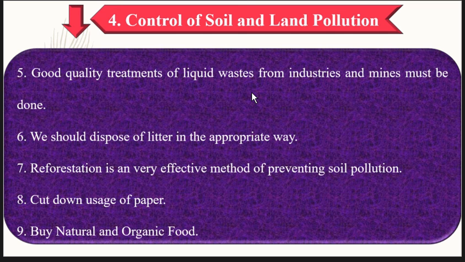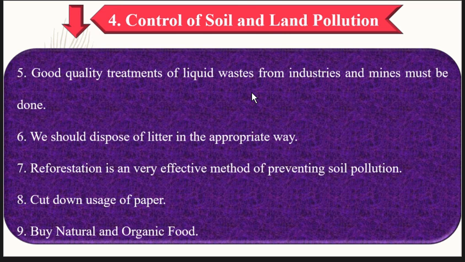Next is reforestation, a very effective method of preventing soil pollution. Friends, deforestation or the cutting down of trees often leads to erosion of the soil, which leads to soil pollution due to loss of fertility of the soil. So reforestation is a very effective way of preventing soil pollution.